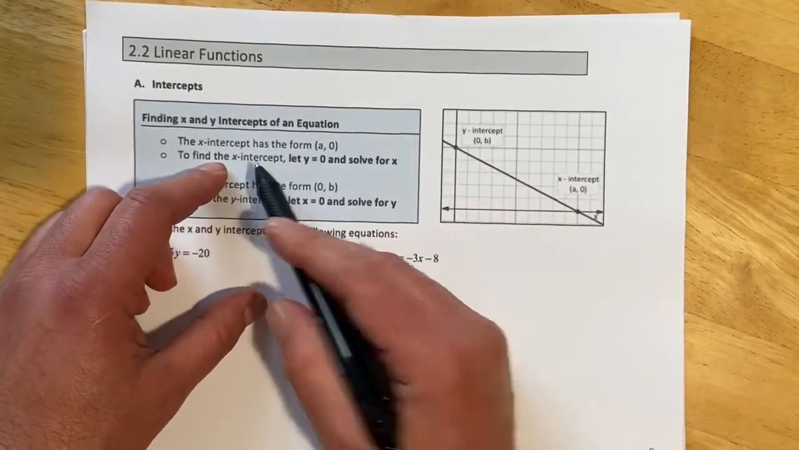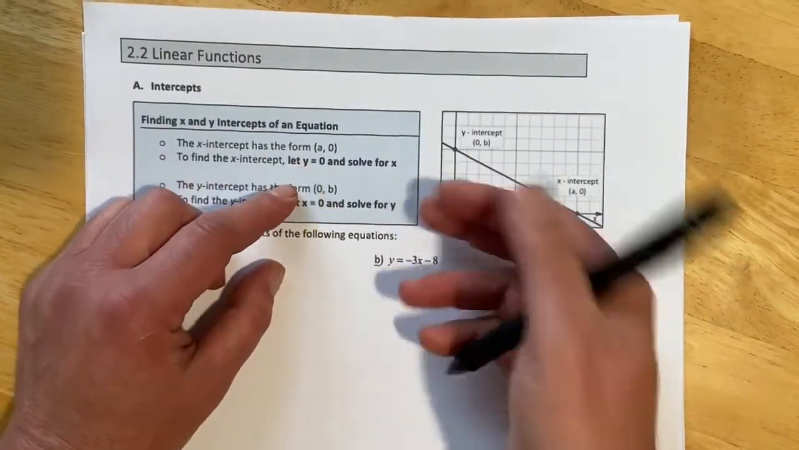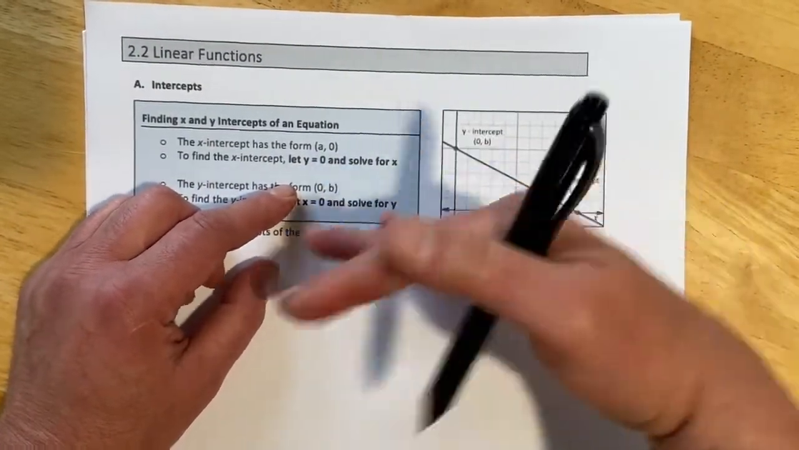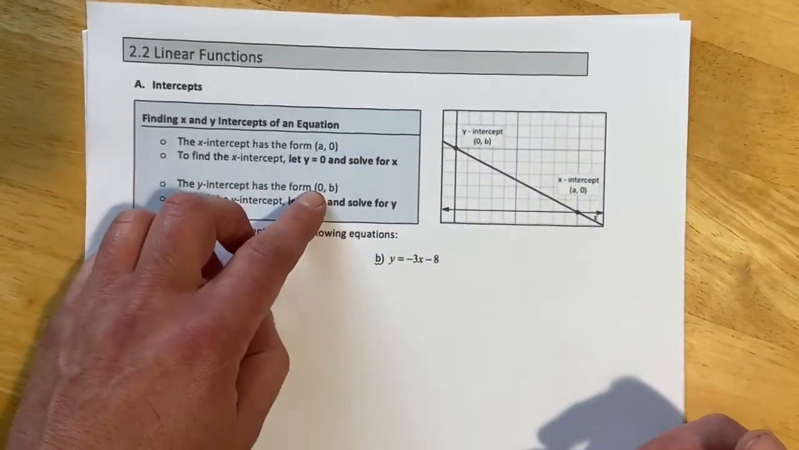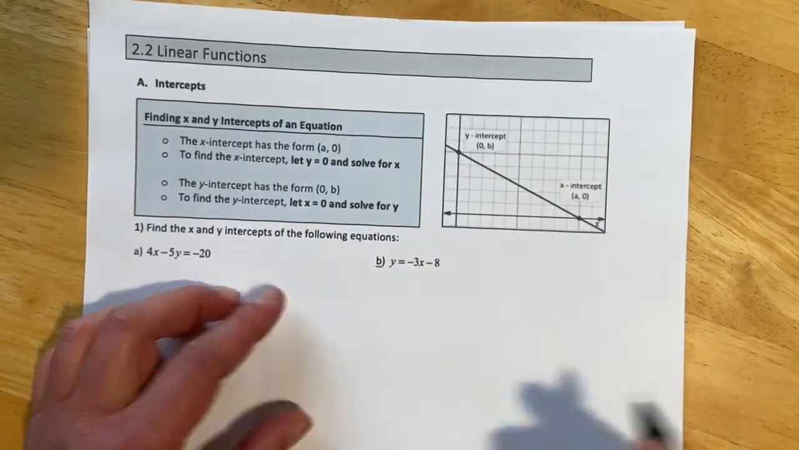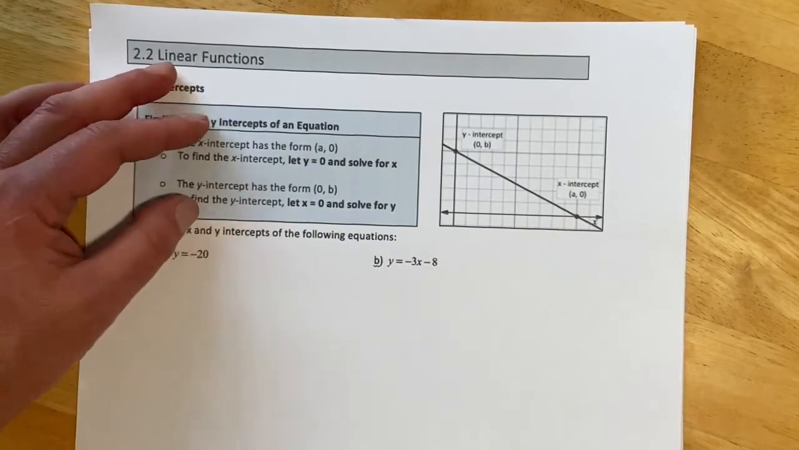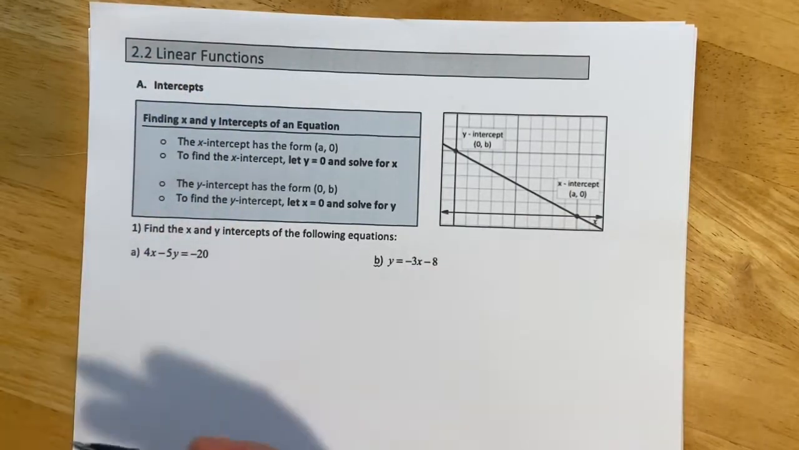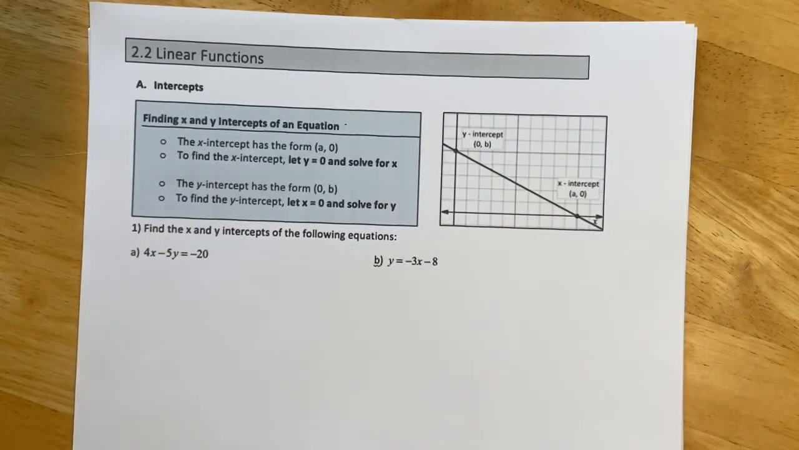So to find any x-intercept, no matter what kind of function we're looking at, we've got to let y equal 0, and that puts us on the x-axis. Likewise, to find a y-intercept, we let x equal 0, which puts us on the y-axis, and then solve for y. That's true whether we're doing linear functions, quadratics, rationals, exponentials, logs, whatever we have coming up. Those two ideas: to find x, let y equal 0 and solve; to find y, let x equal 0 and solve. We'll see that over and over this quarter.